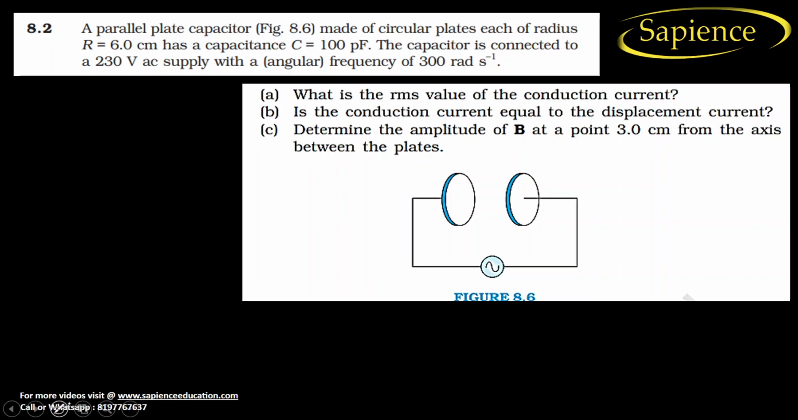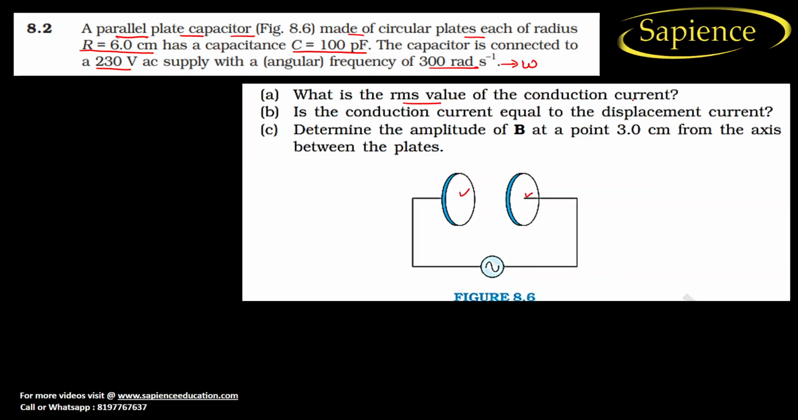So let's go for the next question, and the next question is 8.2. In this 8.2, the parallel plate capacitor in figure 8.2 is made up of circular plates, each of a radius of 6 centimeter, and the capacitance of the capacitor is 100 picofarad, and the capacitor is connected to a 230 volt AC supply with the angular frequency. Angular frequency means that they have provided you omega.